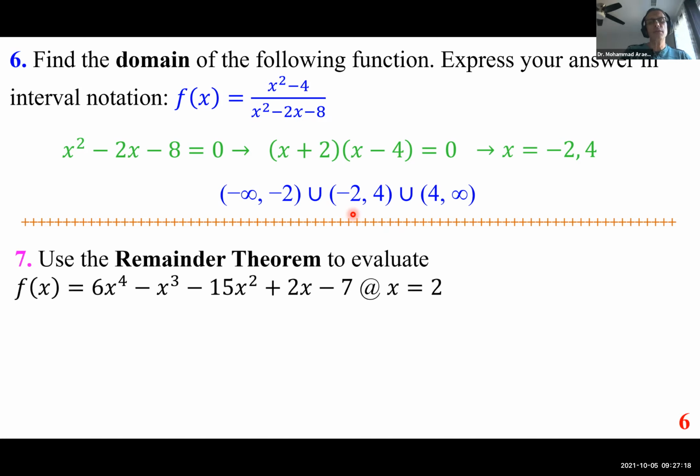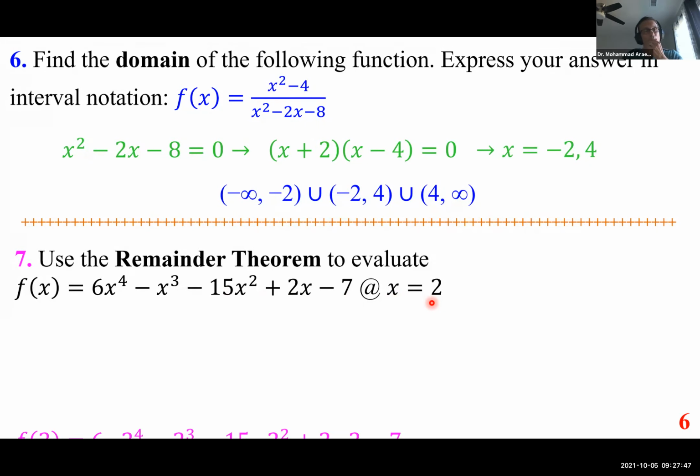Use the remainder theorem to evaluate f of x equals 6x to the power of 4 minus x cubed minus 15x squared plus 2x minus 7 at x equals 2. Simply put, if you plug in, whatever the answer is, it is the remainder of dividing this expression by x minus 2.